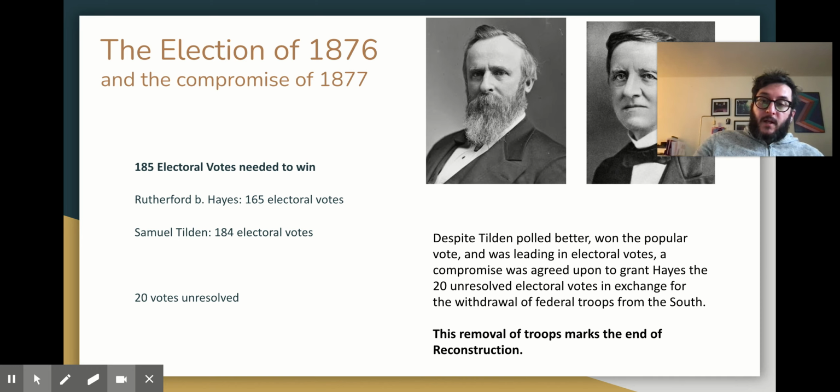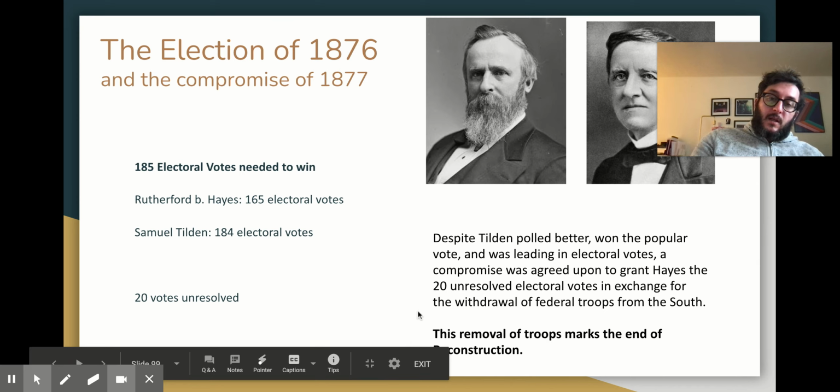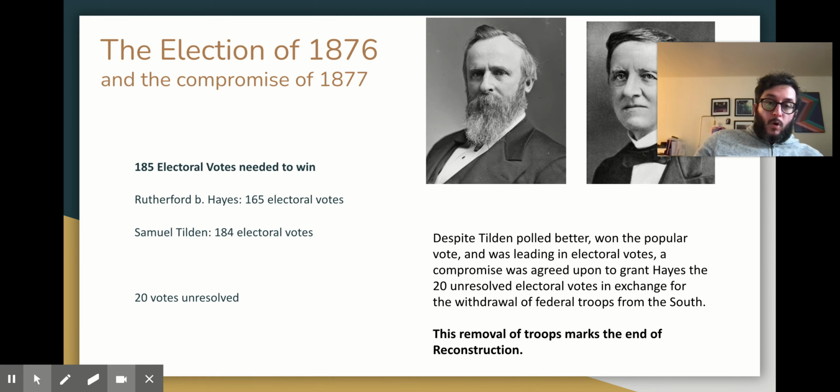We have 20 electoral votes that are unresolved, that are contested in various states for a couple different reasons. So despite the fact that Tilden is almost in all ways the logical choice here, he has more electoral votes. He was doing better in polls, so it appeared that people wanted him to be president. More people voted for him. And I mentioned he was leading in electoral votes.